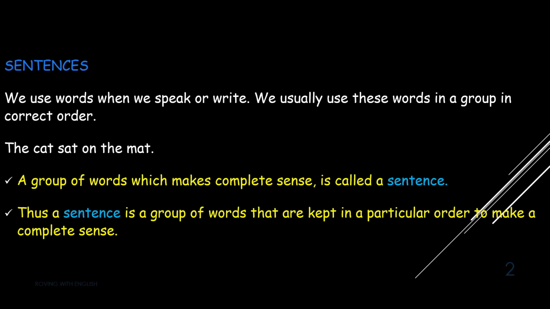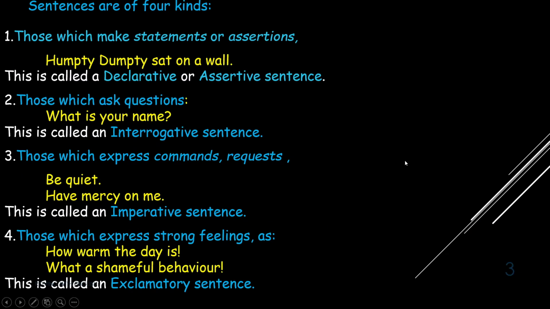Sentences. We use words when we speak or write, and we usually use these words in a group in a correct order, like the cat sat on the mat. So a sentence is a group of words which makes complete sense. And thus a sentence is a group of words that are kept in a particular order to make a complete sense. Now, there are 4 kinds of sentences.